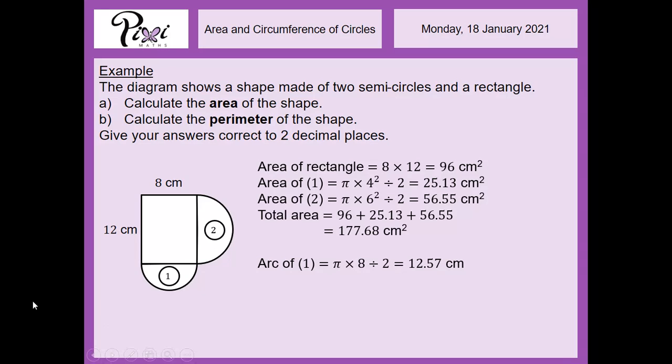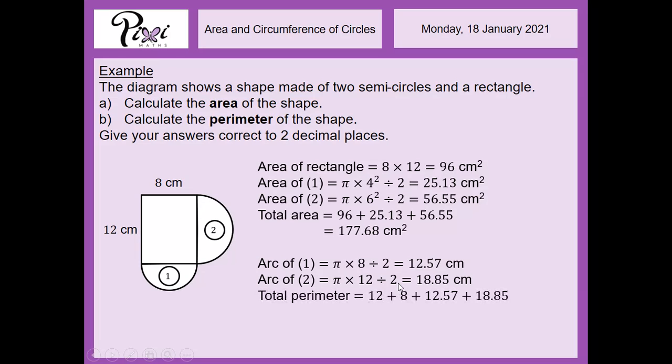Now let's see how we can calculate the perimeter of the shape. The arc of semicircle 1, or the circumference of the semicircle, is pi times diameter, in this case 8, divided by 2 because it's only a semicircle. Similarly, we can find the arc length of the second semicircle as pi times 12 divided by 2, which is 18.85.